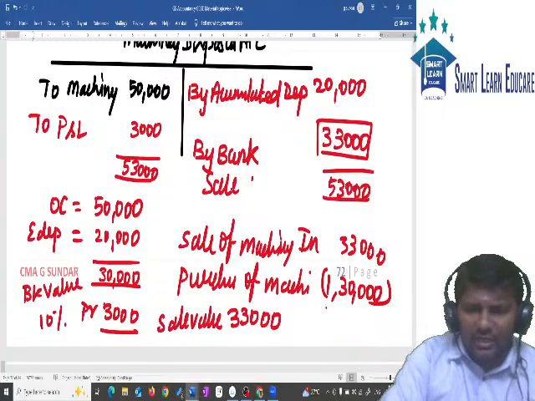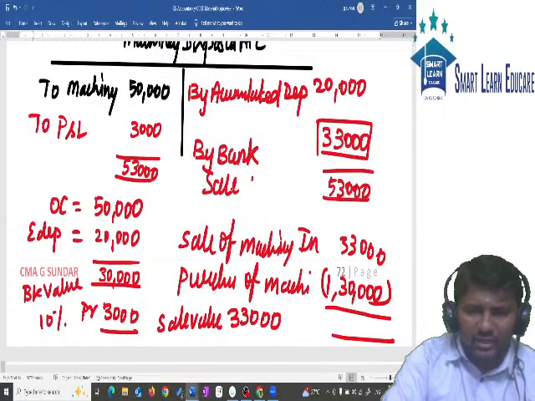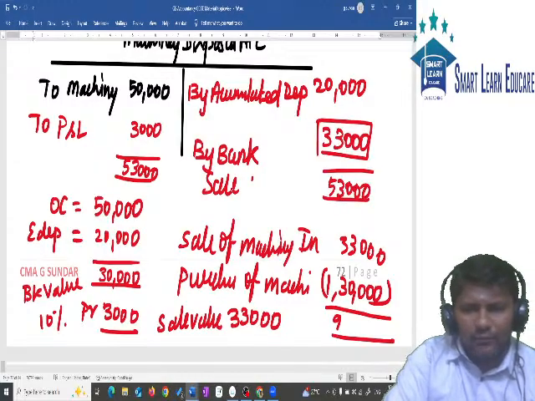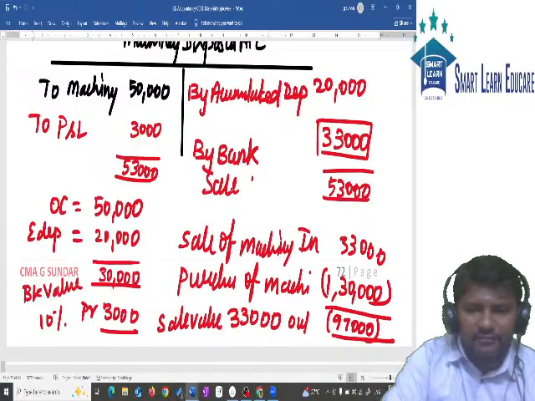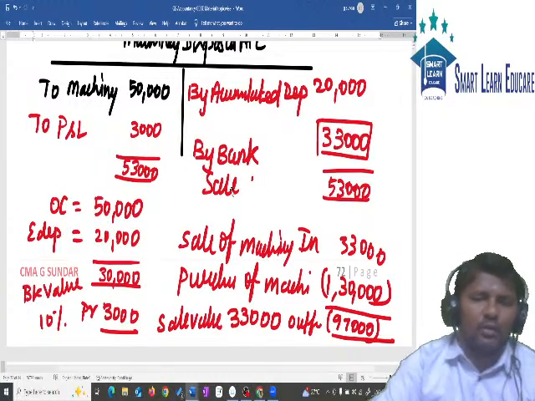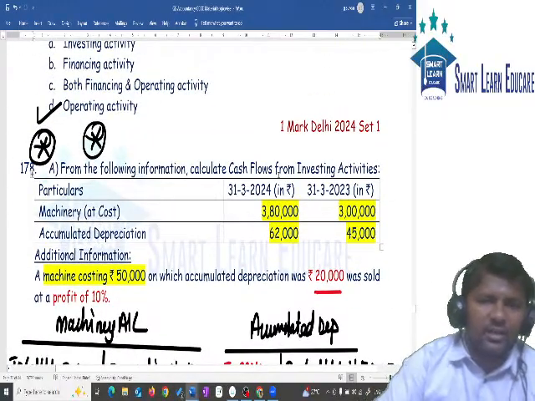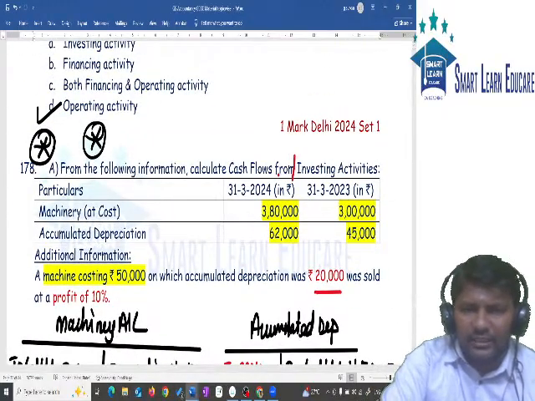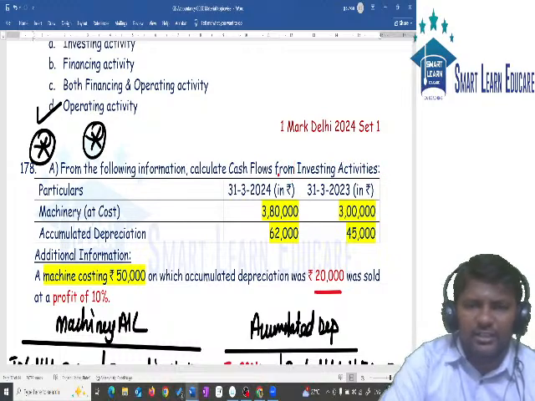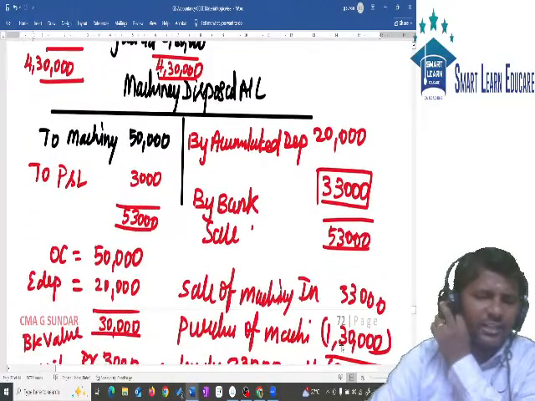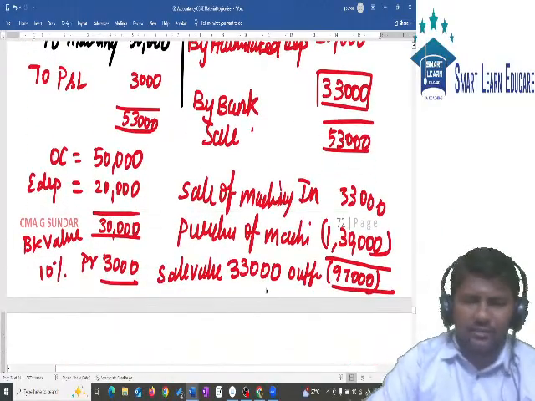Netting, what is the cash and cash equivalent? 33 minus 1,33,000, net outflow of cash is 97,000. 97,000 is the outflow of cash. So what is the requirement of the question? The question requires cash flow from investing activity. How much is it? 97,000 is the cash flow from investing activity.